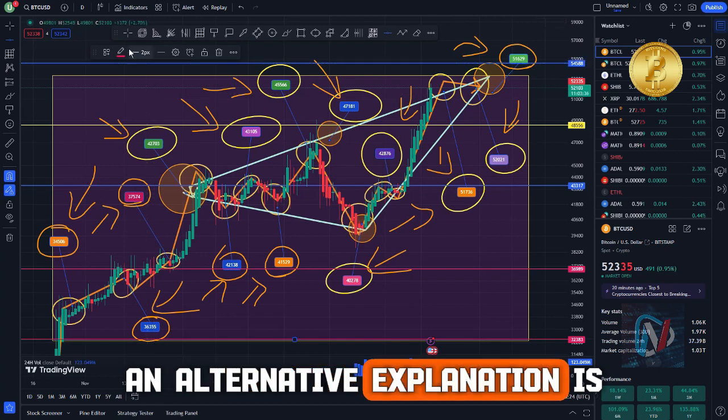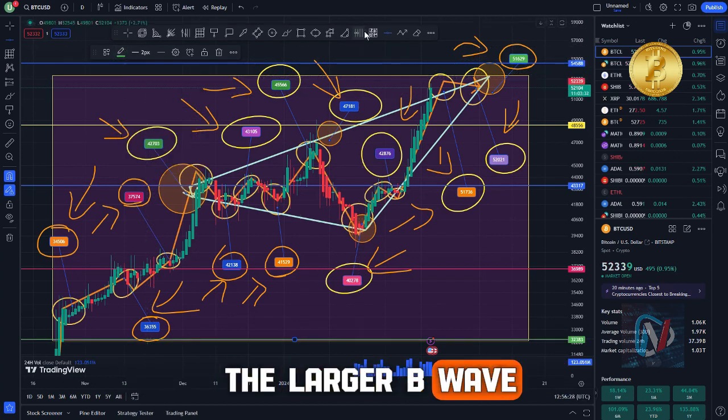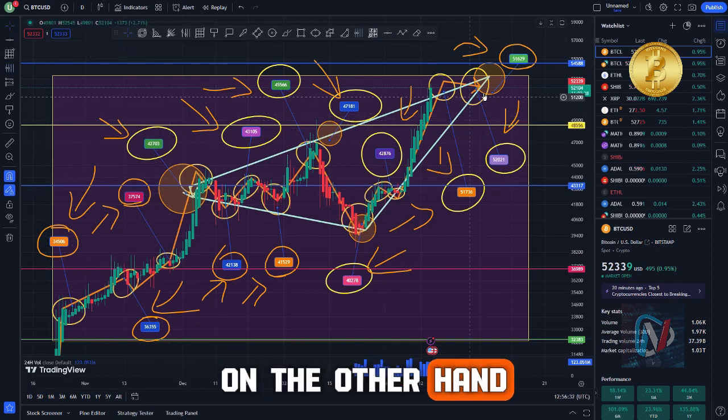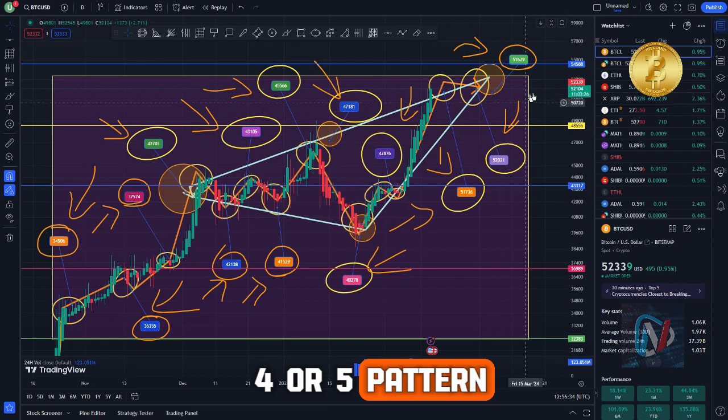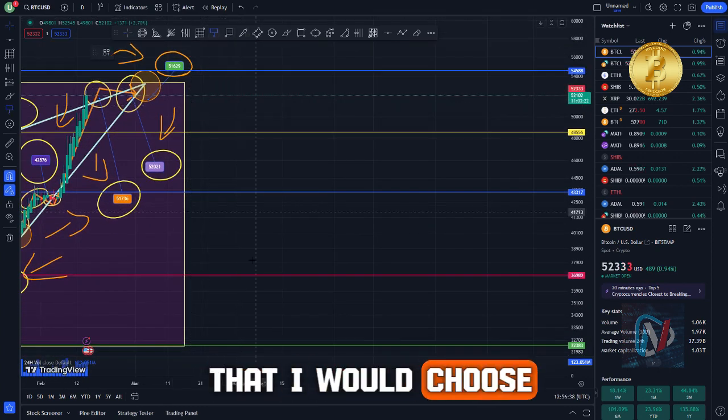An alternative explanation is that it is wave 4 in wave C of the larger B wave, which may result in a collapse. On the other hand, I believe that another 4 or 5 pattern is still missing in both of these cases. That is the option that I would choose.